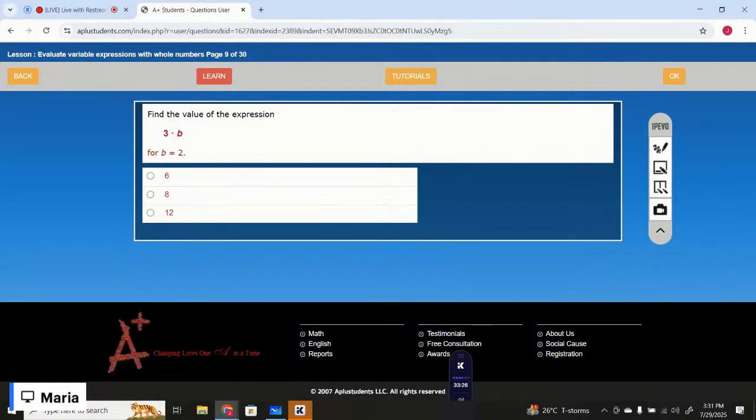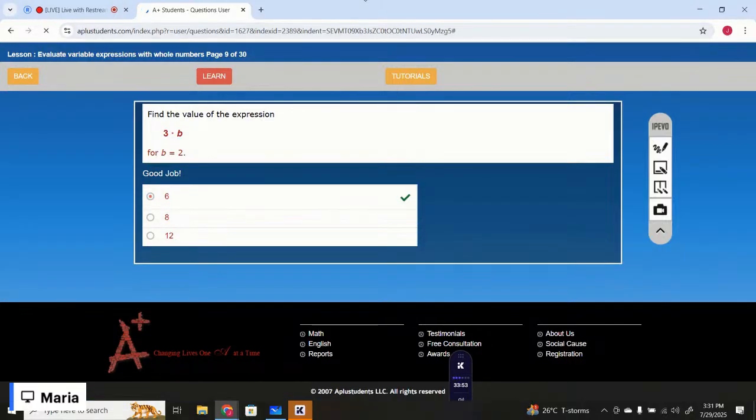Find the value of the expression 3b for b equals 2. That is 3 times 2. That is 6. Option number 1 is the correct option.